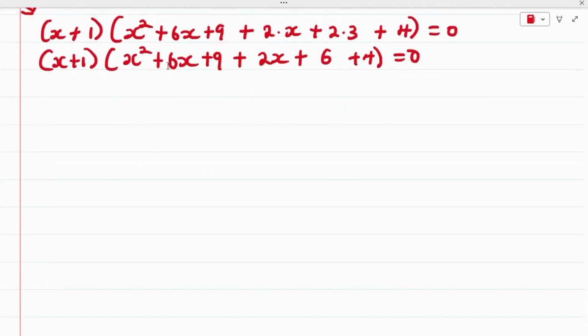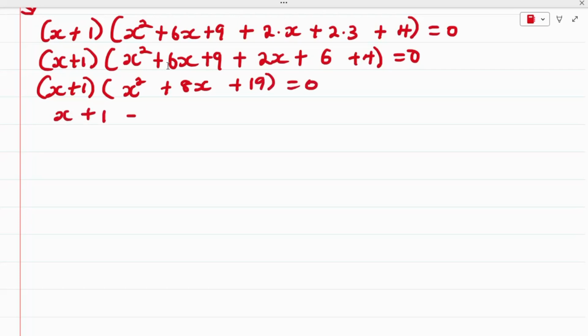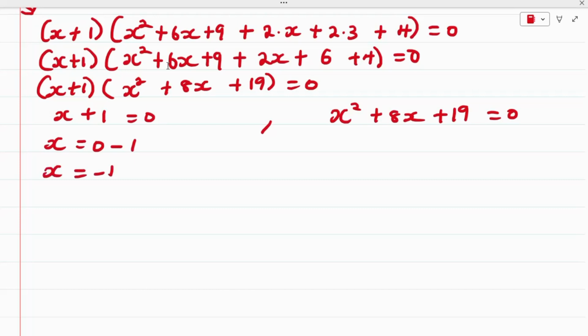0. So from this point we have this to be (x + 1)(x² + 6x + 2x is going to give us 8x, so we have plus 8x, 9 + 6 + 4 is going to give us 19), and this is equals to 0. So we have x + 1 = 0, and we have x² + 8x + 19 = 0. So we have x = 0 − 1, and x is equals to −1. We have the fourth value of x.